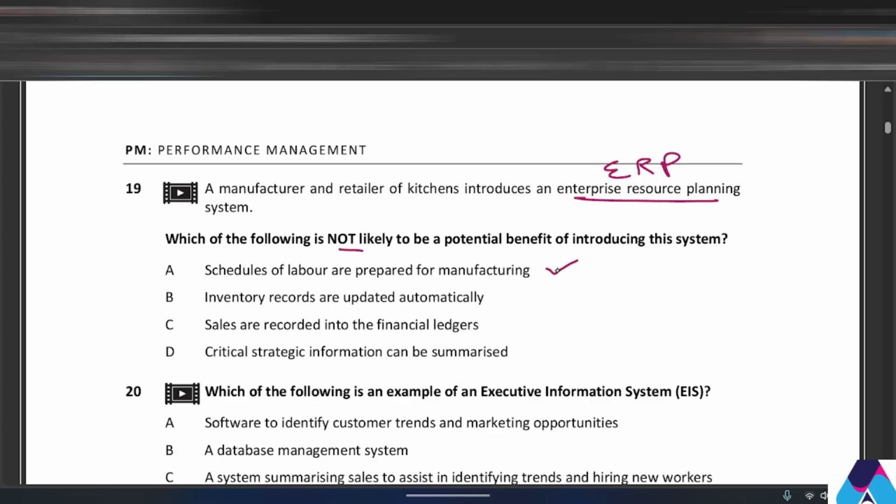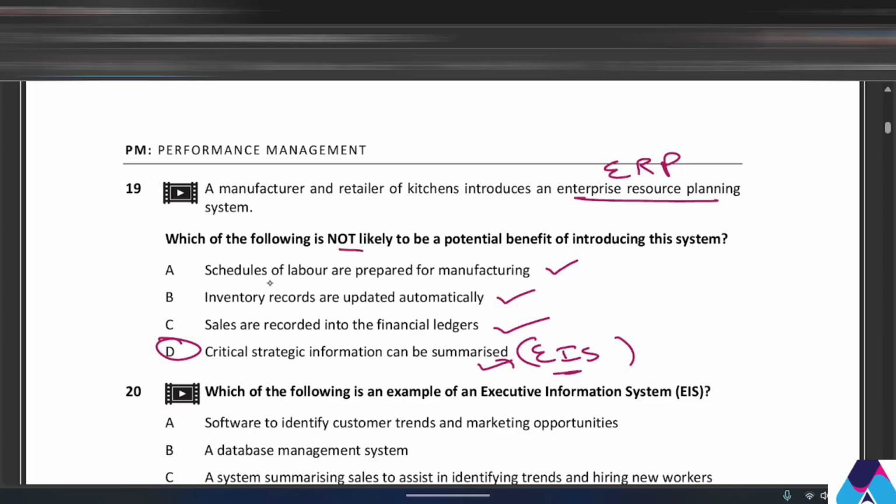So this is a benefit. Inventory records are updated automatically. Yes. Sales are recorded into the financial ledgers. Yes. Critical strategic information can be summarized. So this is basically the EIS, the Executive Information System, not the ERP, right? So option number D is not correct.